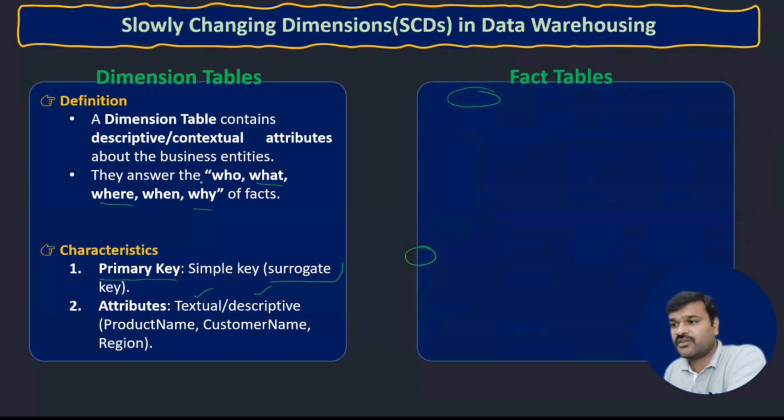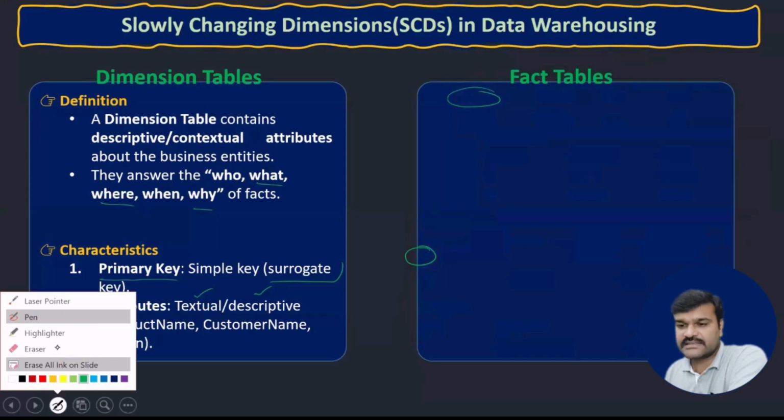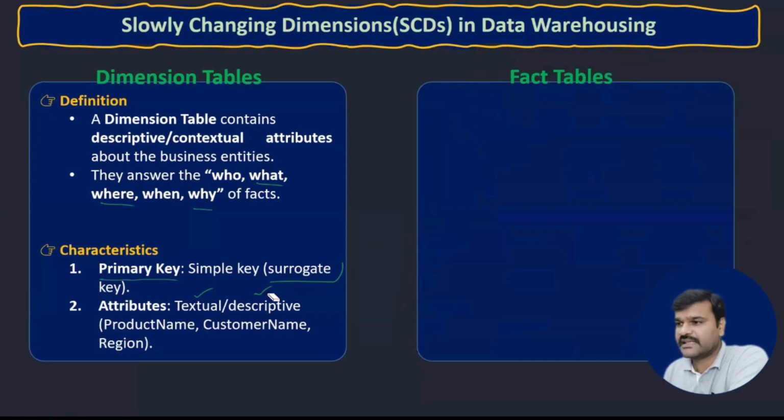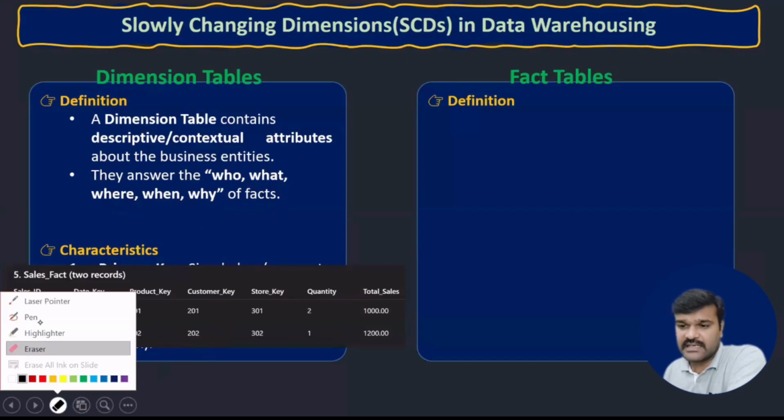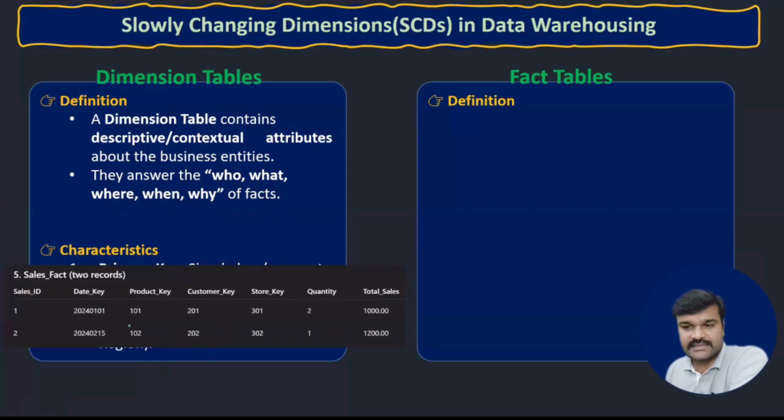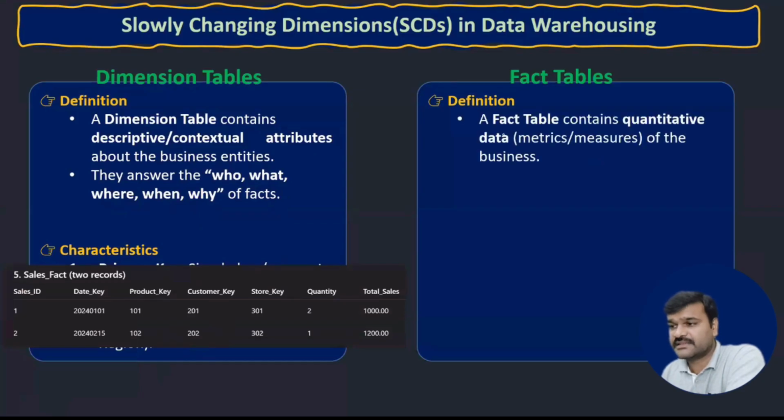Now let us try to understand what fact tables are. If you observe fact tables, the definition is very simple, and by seeing the data in the last slide, you can easily write down its definition. A fact table contains quantitative data, so you are going to have mostly numbers. For example, customer 201 on so-and-so date bought something.